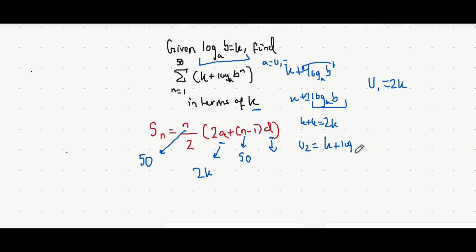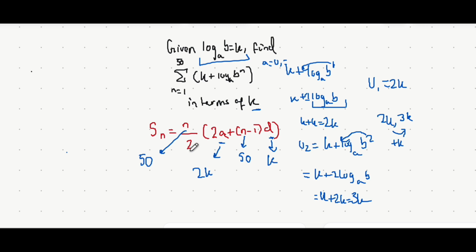I'm going to write that out clearer, sorry about my handwriting. We can then once again bring the power forward as a coefficient, so this becomes k plus 2 log base a of b. And lastly, we can replace log base a of b with k again. So this becomes k plus 2k, which is equal to 3k. If we compare 2k to 3k, so if the first term of the sequence is 2k and the next is 3k, we can say that the common difference is just k.